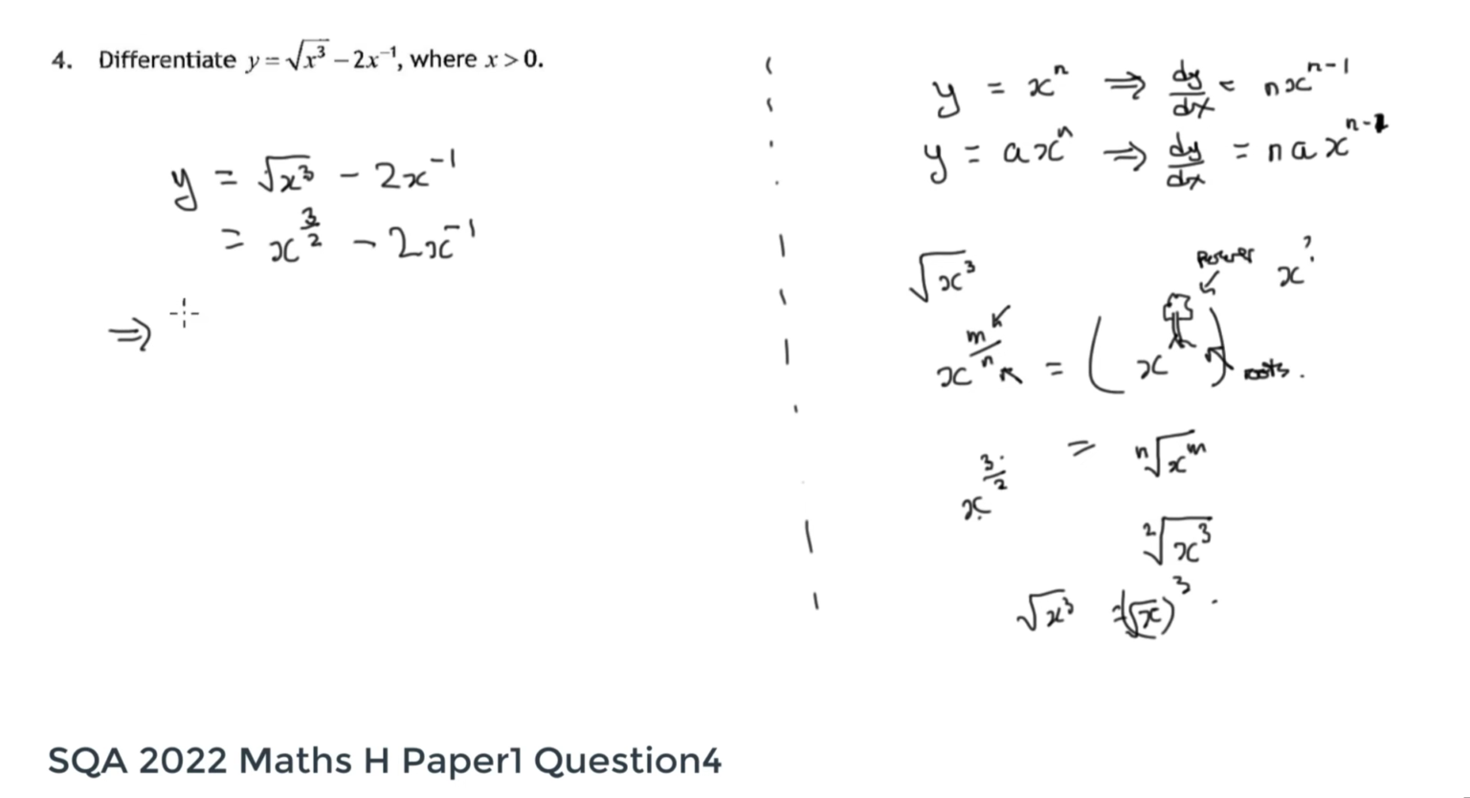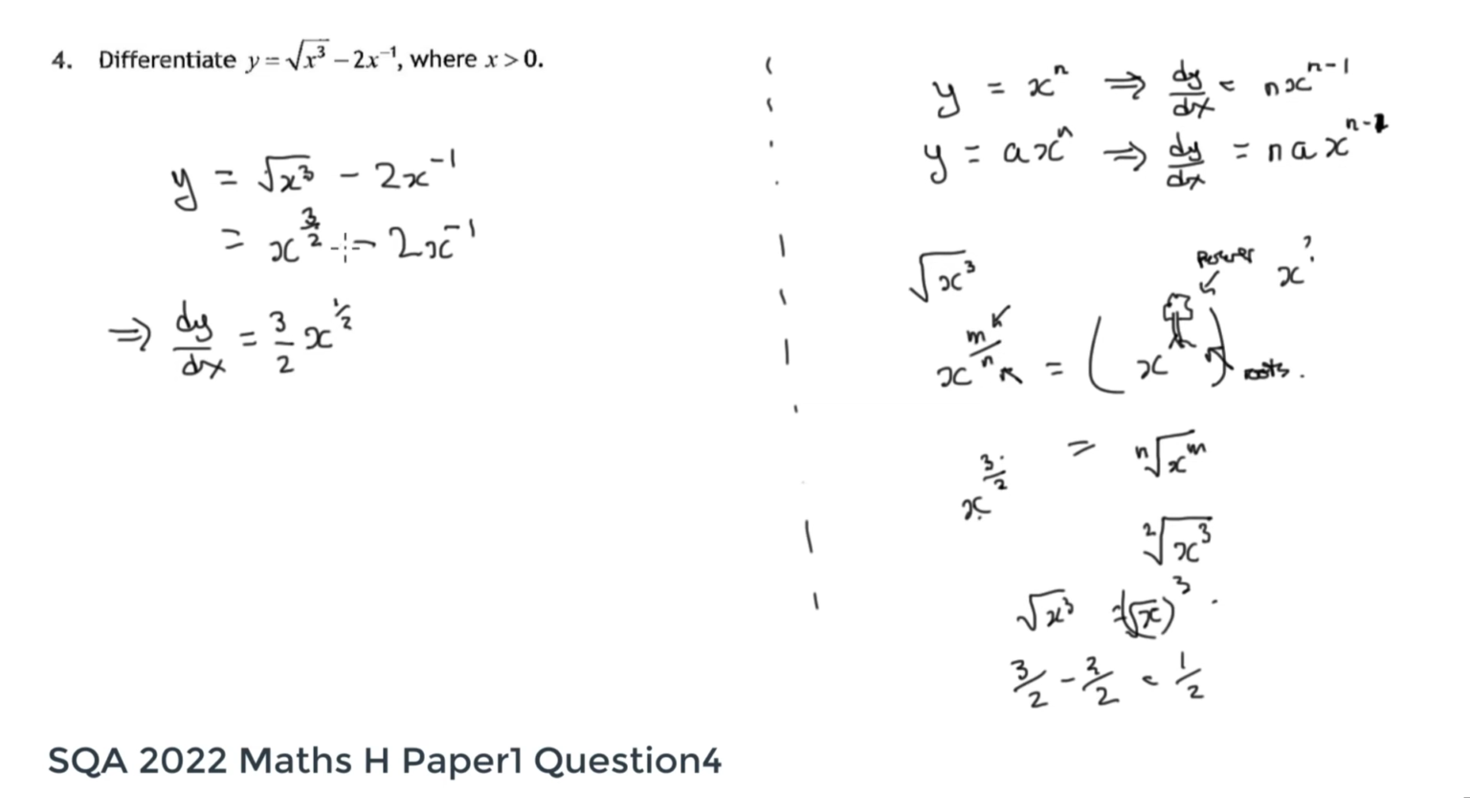So it therefore means that dy by dx will be, and we use this rule, bring the power down to the front, 3 over 2, times x, take 1 away from 3 over 2. Now 3 halves, take away 2 halves, will give you 1 half. So we'll get 1 half for the power.